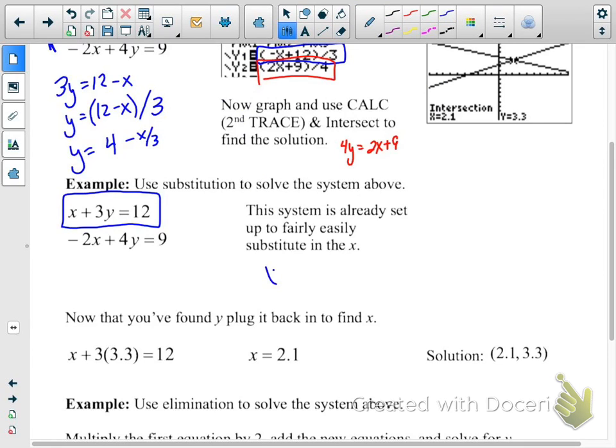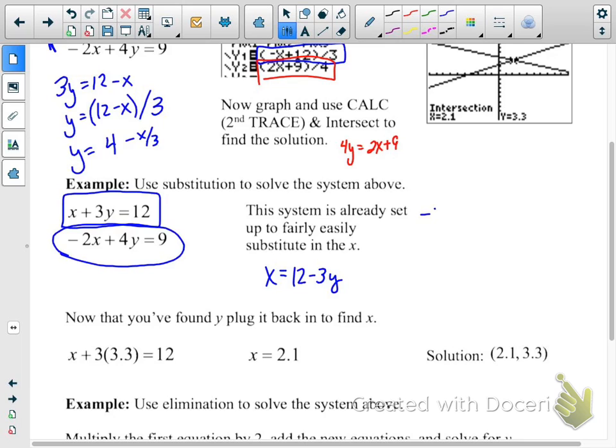So that's going to be x is equal to 12 minus 3y, or negative 3y plus 12. That's up to you. And now I'm going to plug it into the other equation. Now you always have to substitute into a different equation. You can't plug it back into the one that you had.